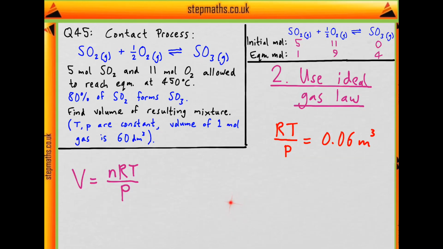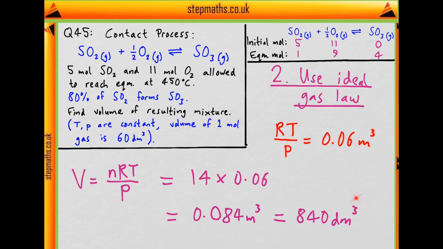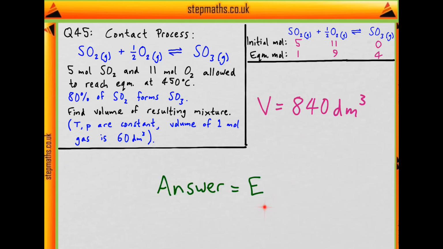So now that we've used everything that we're given, let's try and work out the volume of this mixture. So we know V is nRT over P, and we've already worked out what RT over P is, with all of these terms being constant, as 0.06 meters cubed. So all we need is n. We can use what we did at the start to work out n, that's just the total number of moles, which is 1 plus 9 plus 4, which gives us 14, times RT over P, 0.06, which comes out as 0.84 meters cubed. But remember we're in meters cubed, and the answers are given in decimeters cubed, so we change back by multiplying by 1,000 to give us 840 decimeters cubed. And this corresponds to answer E on the question paper.